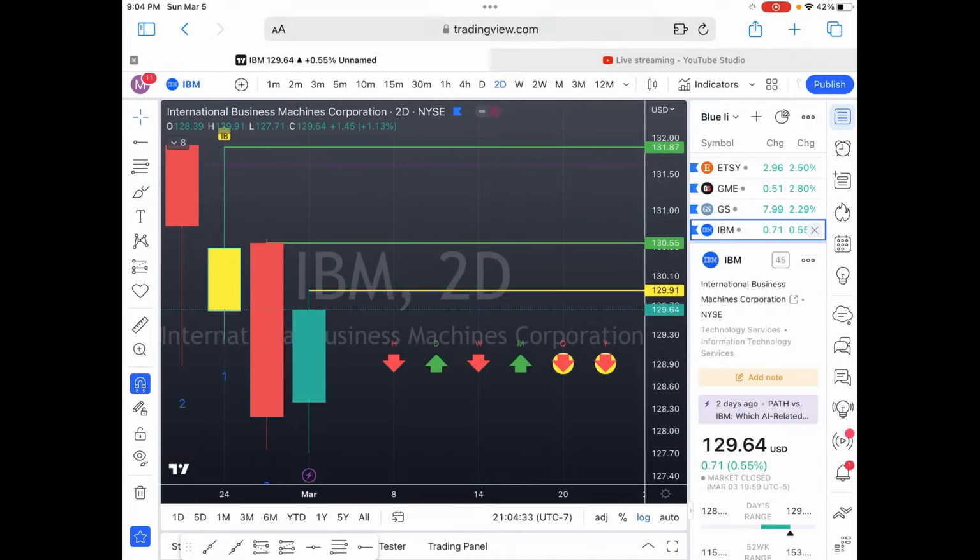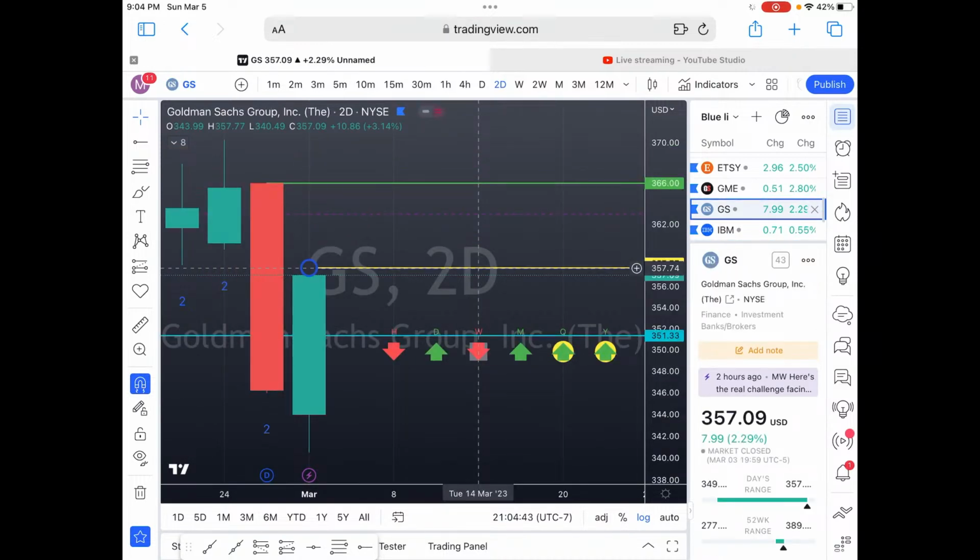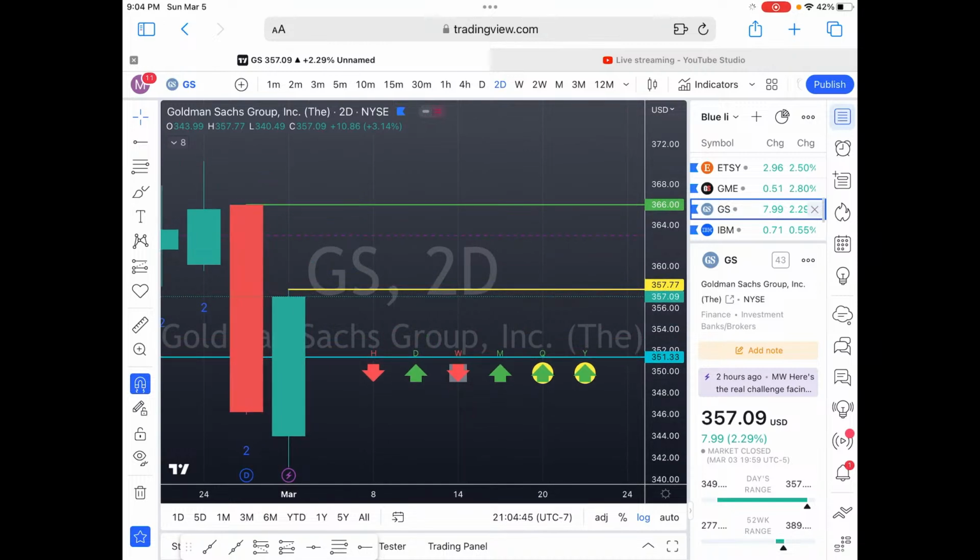IBM, same thing. We've got that 2 down green. We're going to look to trend up. So calls at 129.91 and good movement up to the upside. I was going to tell you on Goldman Sachs when I was looking for triggers here, at 357.77, the first target is at 366, but that's not what I'm taking as my strike price, okay? My strike price is going to be 358, 359. Maybe I might go to 360 in a situation like this where the target's a little bit higher, but I'm usually taking 1 or 2 strikes outside of my trigger price.